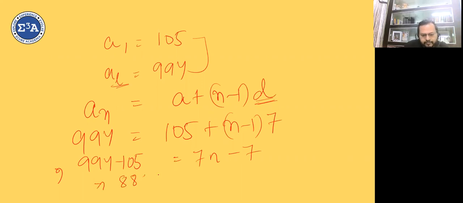889 plus 7 is equal to 7n, which implies that 7n is equal to 896. 896 by 7 will come around 128.